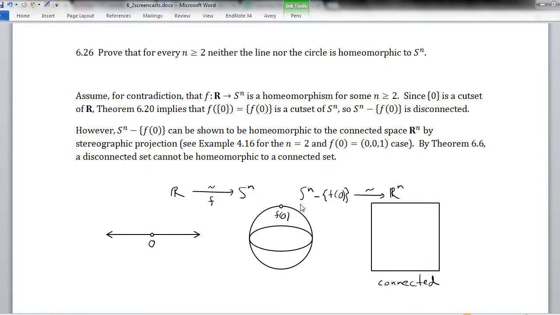Okay, so Sn minus this point is homeomorphic to Rn, which is certainly connected. Therefore, this punctured sphere is connected as well, contradicting our result from up here. Okay, so sure enough, the line is not the same thing as a sphere in dimension 2 or higher.